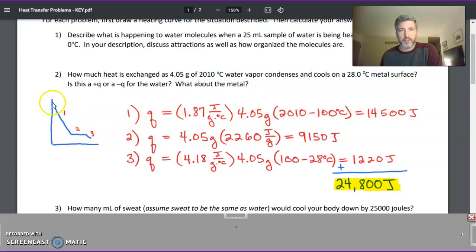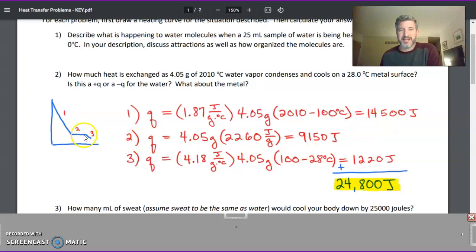So first, part 1, we go from 2010 Celsius all the way to the boiling point, which is 100. So there you can see my delta T. I'm using my Q equals C M delta T equation. So my delta T is 2010 minus 100 degrees Celsius. My mass is 4.05. That's the only number that always stays the same for the whole problem. And then my specific heat, this is for water as a gas. So we go to our table and we find the specific heat of water vapor. It's 1.87. Multiply these together, we get our answer. We do want to round for sig figs there, which would be 3.